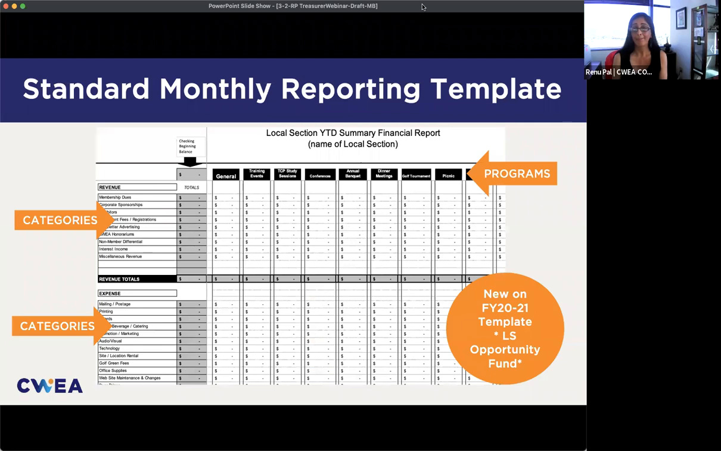Okay. And then this is the working template. Each local section will be sent a complete monthly reporting template. The template is about 17 tabs. You'll see the tabs along the bottom. Each tab has a month. To start the template, you will start in the very first month, July 1st, and you will just follow exactly what it tells you to do. You'll enter in a dollar amount, your beginning checking balance right at the top.